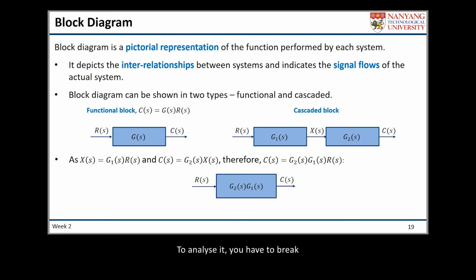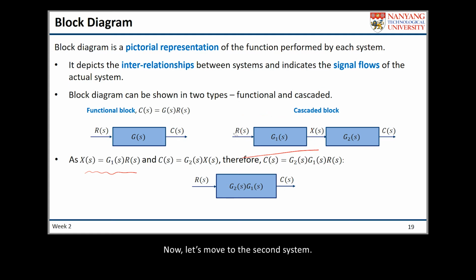To analyze it, you have to break down these two subsystems and analyze them individually. If you look at the first subsystem, you have a system with a transfer function of G1, and there is an input R given to G1, and G1 will respond by giving an output of X. In this case, X is the output, R is the input, and the transfer function is G1. As we have already discussed, the mathematical representation of this kind of system is output equals transfer function times input. X is equal to G1 times R.